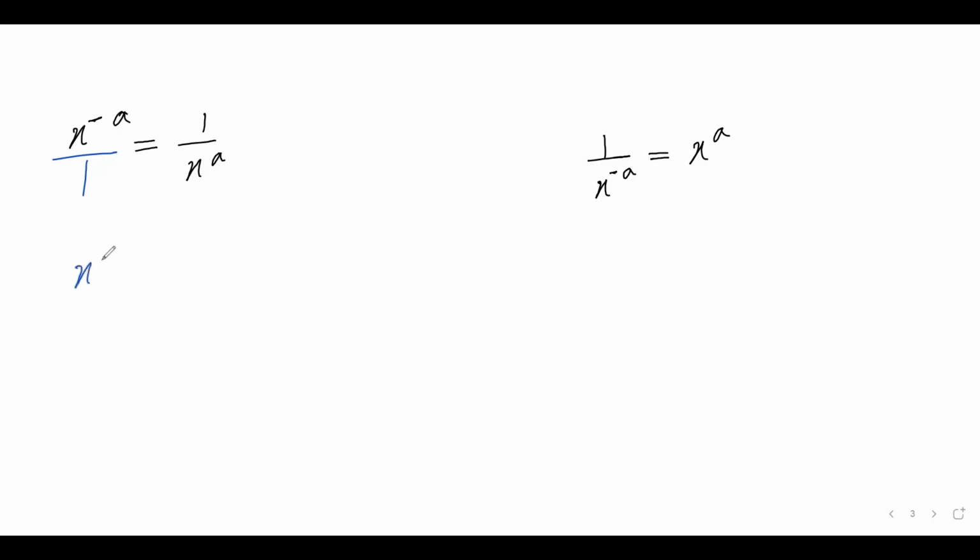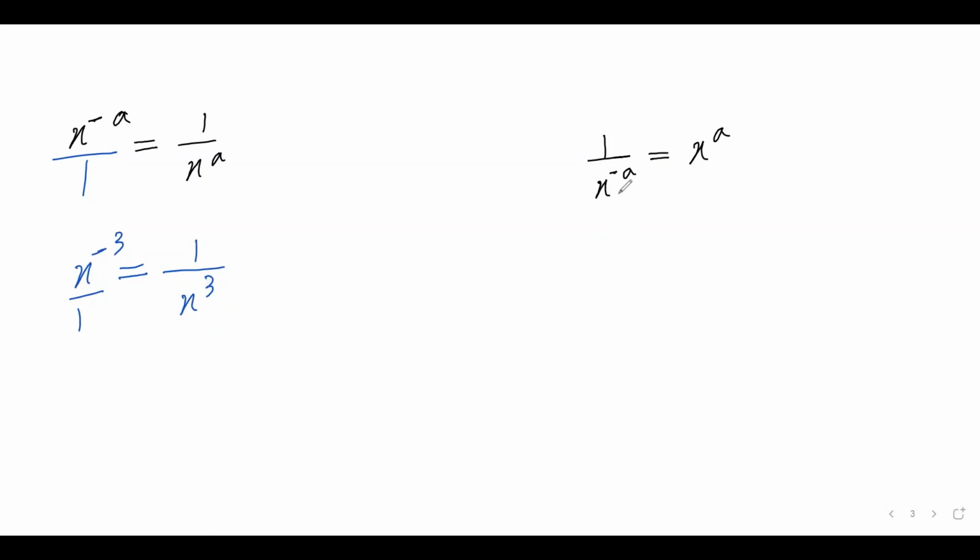Let's do an example. Let's say I have x to the power of negative 3. I move this x to the power of negative 3 to the bottom of the fraction. So it becomes x to the power of positive 3, and I have 1 on the top. That's how we convert a negative exponent to a positive exponent. It's just the reciprocal of the same power with a positive exponent.